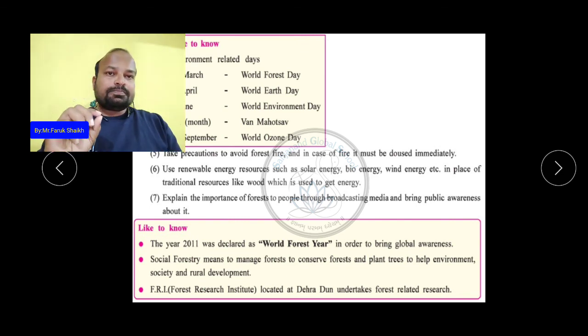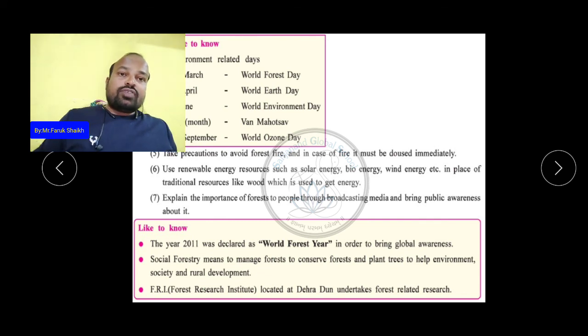Just imagine, 130 crore population in India. Just imagine that in a year, if one person grows one tree, how many trees will be grown? India will become 100% green. Yes or no? So this is the way we can make awareness. Many NGOs are also working for the growing of the forest.